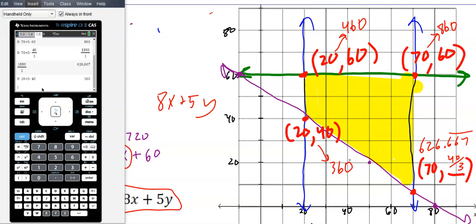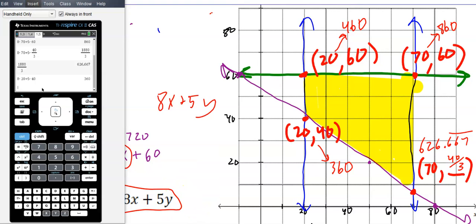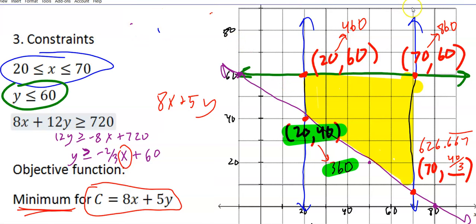So which one minimizes the function? It looks to me like the minimum value is actually 360, not 460, not 860, not 626, and the point that causes that is the 20, 40 point. So pay attention to whether it's minimum or maximum. I'm tempted on that problem just to go ahead and jump to the largest because that's what we usually do, but sometimes we minimize. So in that case, we're minimizing. That's the lesson.